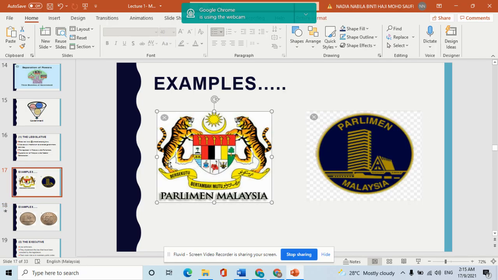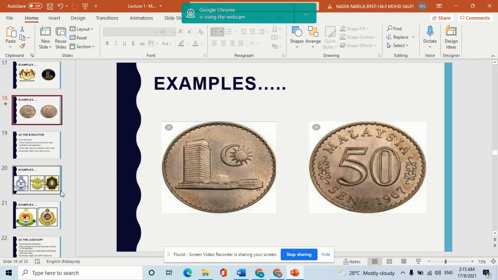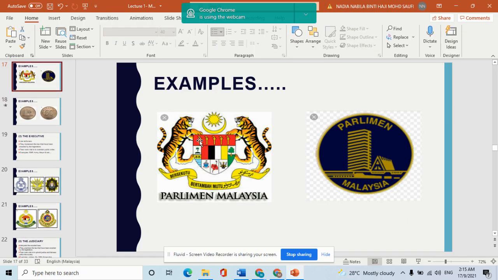This is the logo of the parliament. Each of the elements in the logo symbolizes something significant in Malaysia.